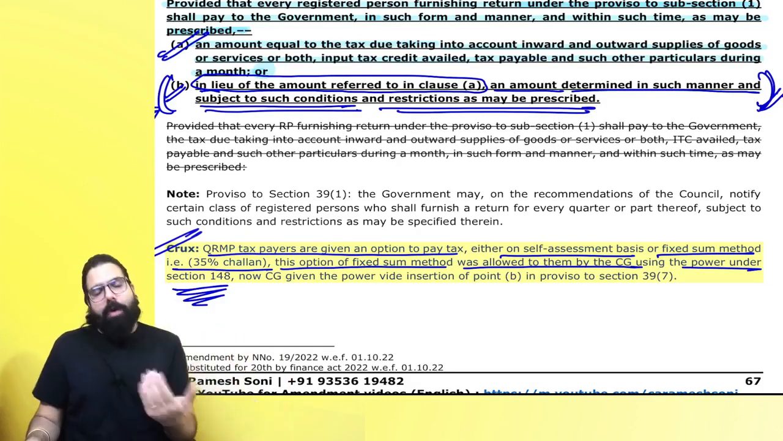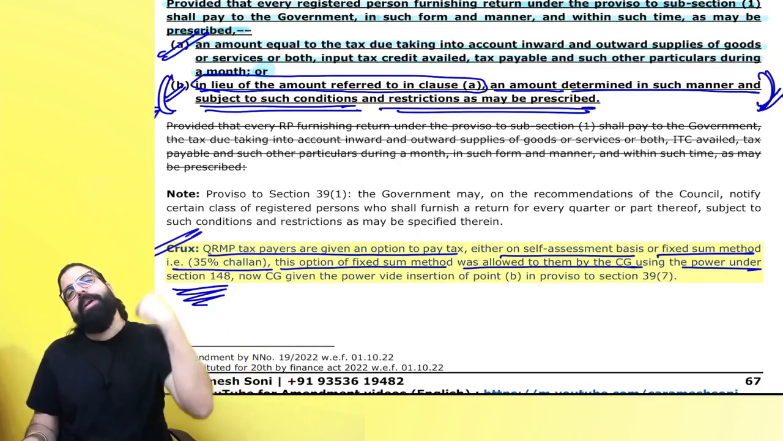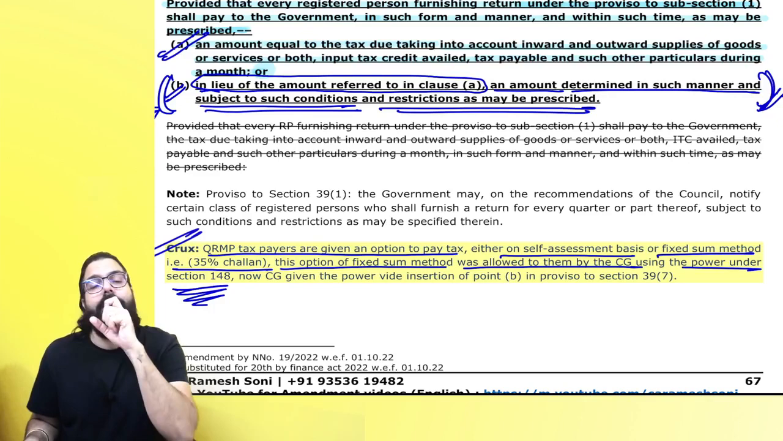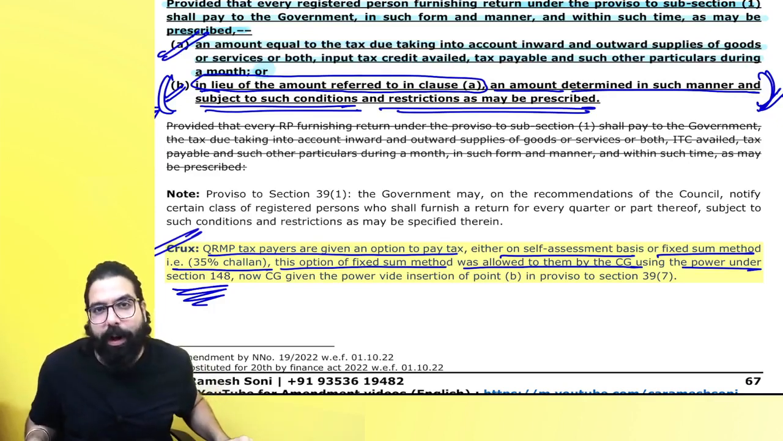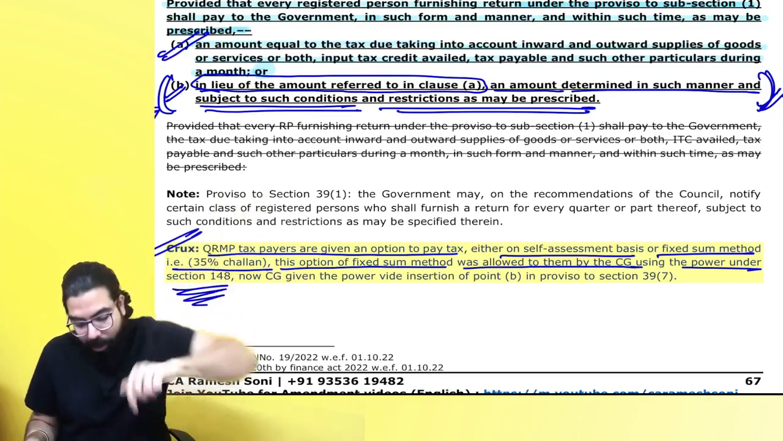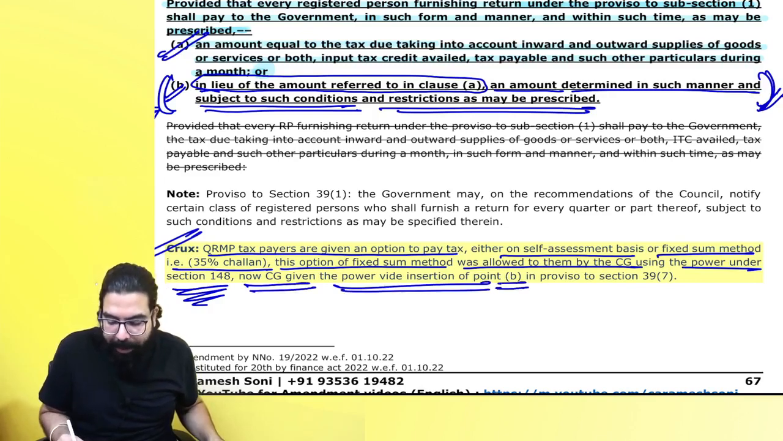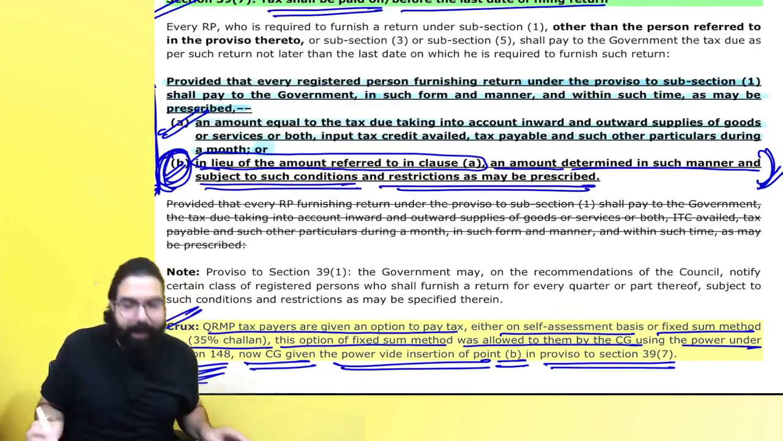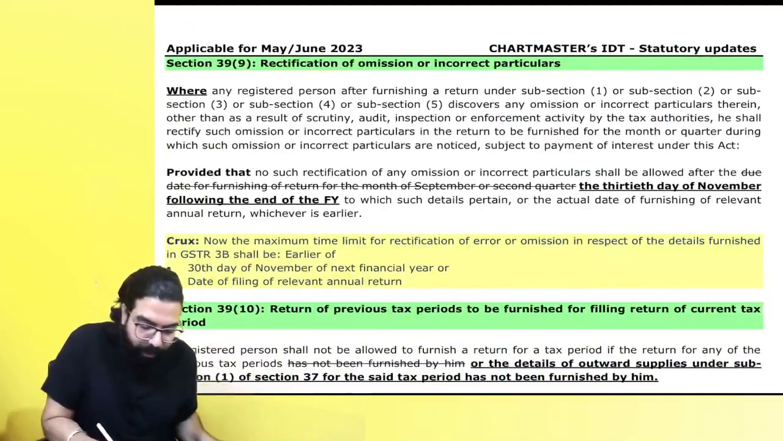Now the government has introduced this power in the section itself. Earlier, the 35% or 100% of the previous month that you have to pay if you are under QRMP, the government had allowed using the power of section number 148. Now the same thing: the central government is given the power by clause B in the proviso to section number 39(7). In clause B, the same thing has now been written. Okay, nothing changed for you. The next one.